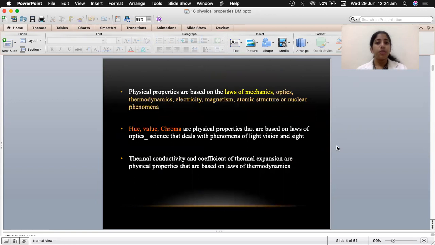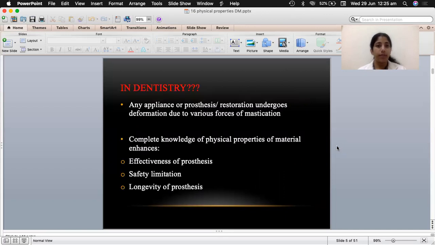So physical properties are based on the laws of mechanics, optics, thermodynamics, electricity, magnetism, atomic structure, and nuclear phenomena. For example, Q value, chroma. These are the physical properties that are based on the laws of optics, and thermal conductivity and coefficient of thermal expansion are the physical properties that are based on the laws of thermodynamics.